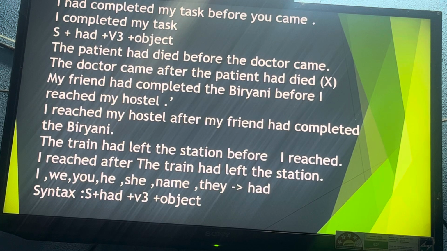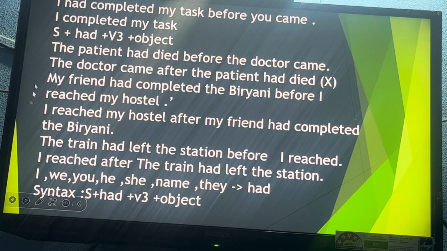In the same way, the next example, as you can see, "The train had left the station before I reached." It means you are blaming the train. Whereas in the next sentence, you can see, "I reached after the train had left the station." It means it's your fault.